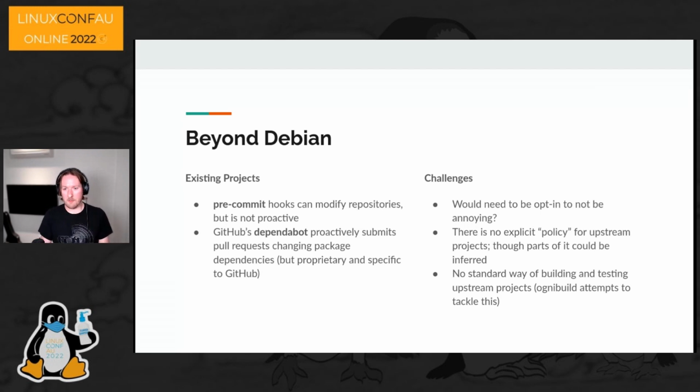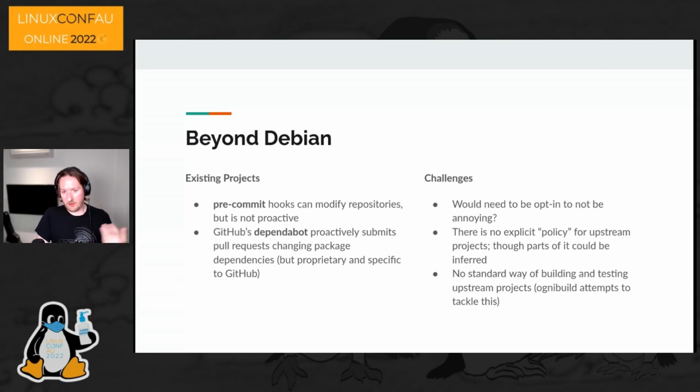And one of the things that I would like to look at is how we can apply some of these tools outside of Debian. So there are some existing projects that do things like modify repositories to, for example, reformat things, but that generally happens as part of existing changes rather than proactively. GitHub has a bot called Dependabot that proactively submits changes to repositories, but it's proprietary and it's specific to GitHub.